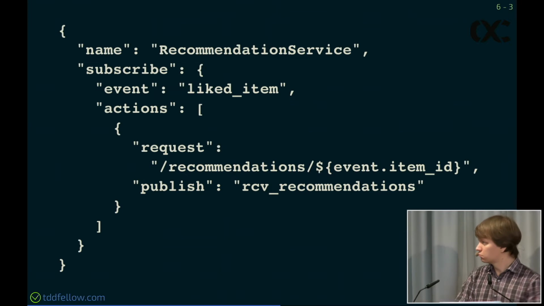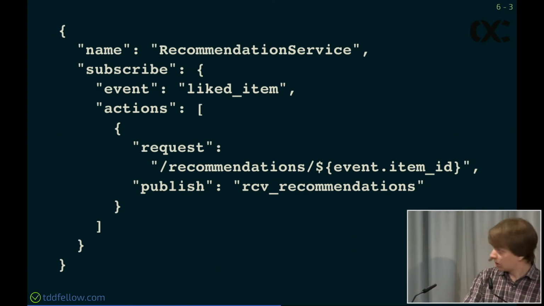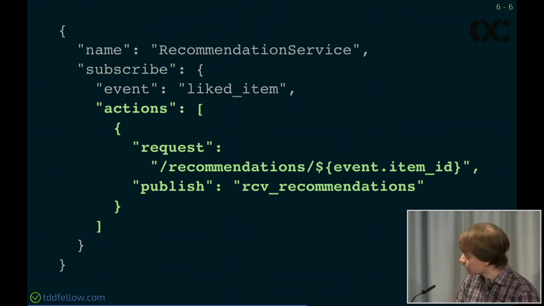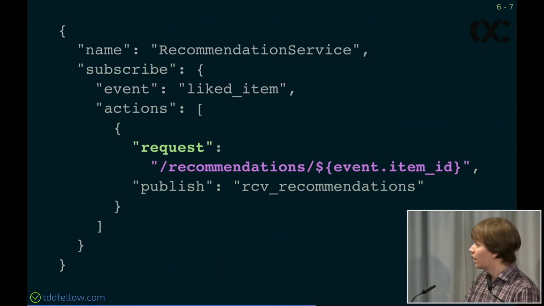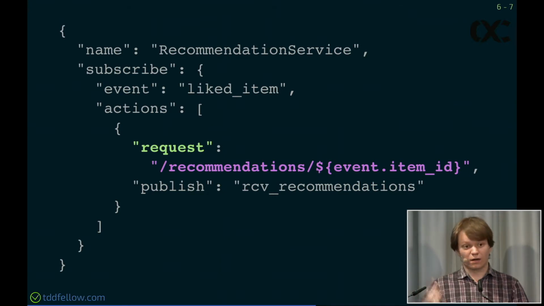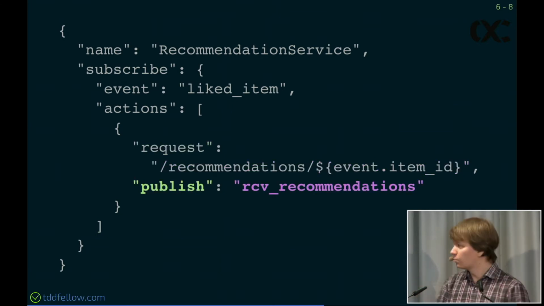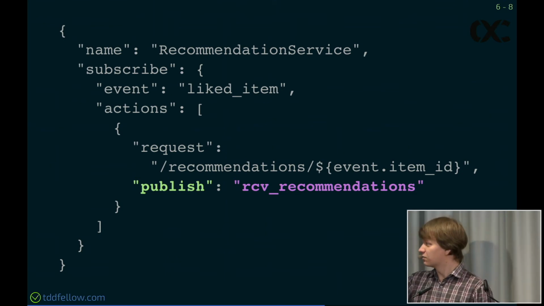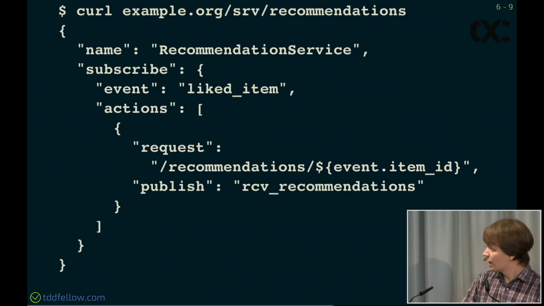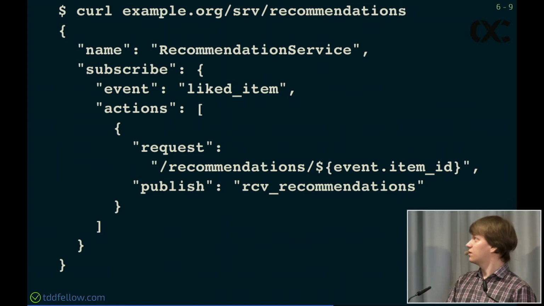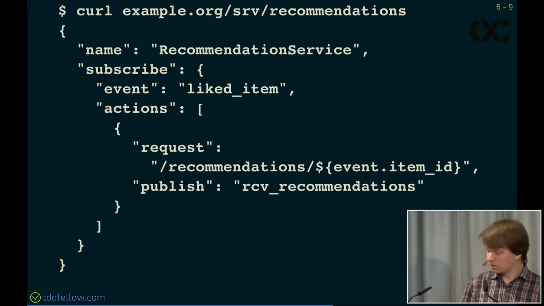And I'll say, okay, I'll create that JSON, that little DSL, which will be called recommendation service, and will subscribe to the event liked item, and will execute an action called request. And the request will be made to the endpoint recommendations with the item ID from that event, and will publish the response to another event, received recommendations. And that's returned by our server. So this is the definition of a service.